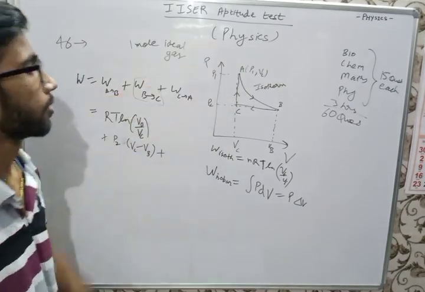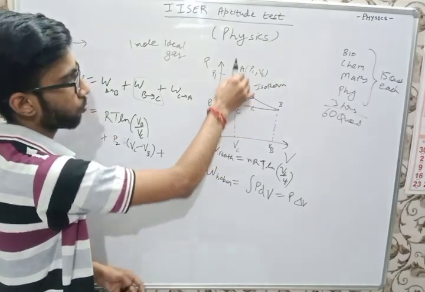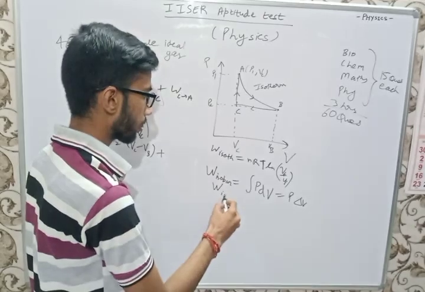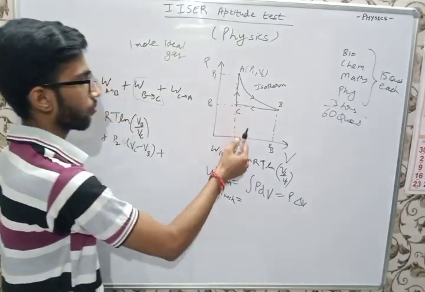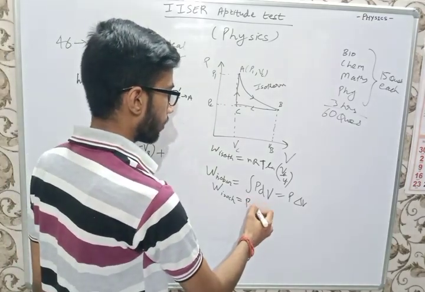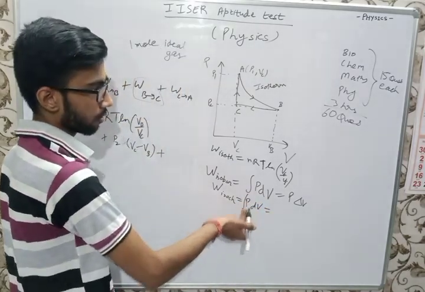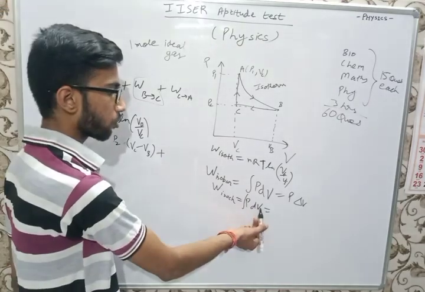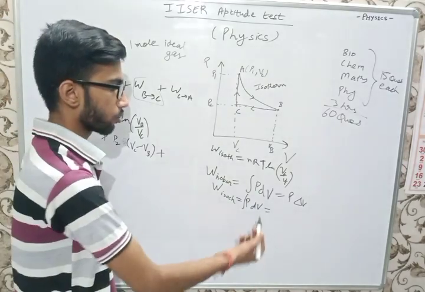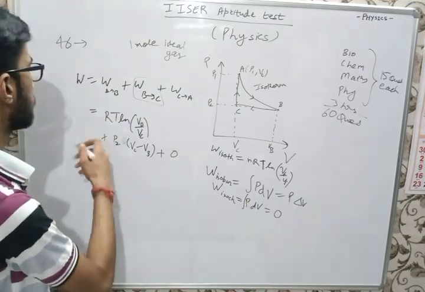Plus W C to A. In the process C to A, volume is constant. See that volume is constant throughout. So the work done is integral P dV. P is some pressure, but volume is constant, so dV is 0. There is no change in volume, so the work done is simply 0. Plus 0.